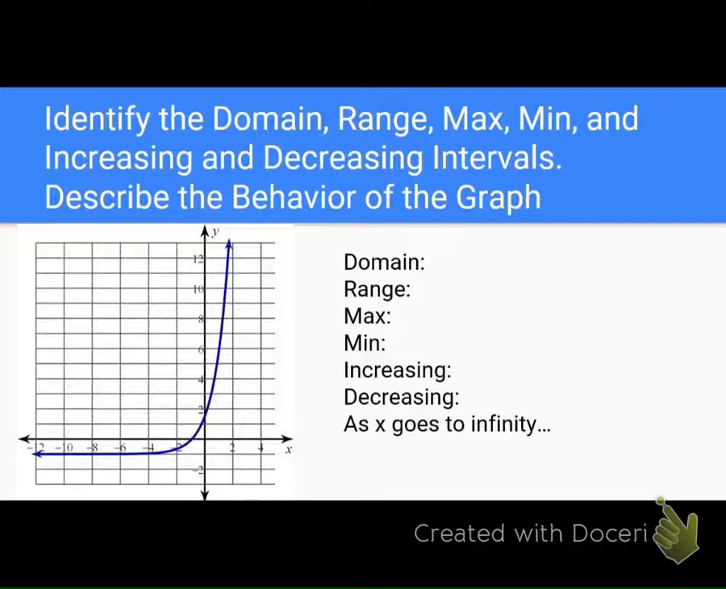Remember that my domain is talking about x and the range is talking about y. So my domain, I see that I have arrows on either end here. So it's going on forever in both directions. So I can write my domain as the interval from negative infinity to infinity. Again, I could say this is all real x.